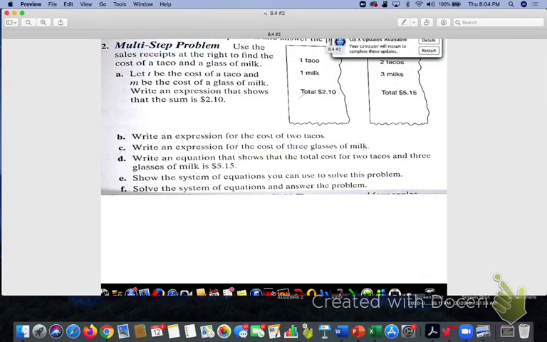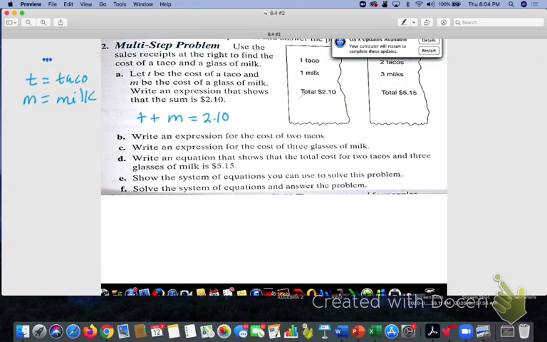Okay, I've pulled up number 2 of the homework. And it says, use the sales receipt to the right and find the cost of a taco and a glass of milk. Let T be the cost of a taco. So T stands for taco. And M stands for milk. Okay. Write an expression that shows the sum of those two is 210. So that would be T plus M equals 210.